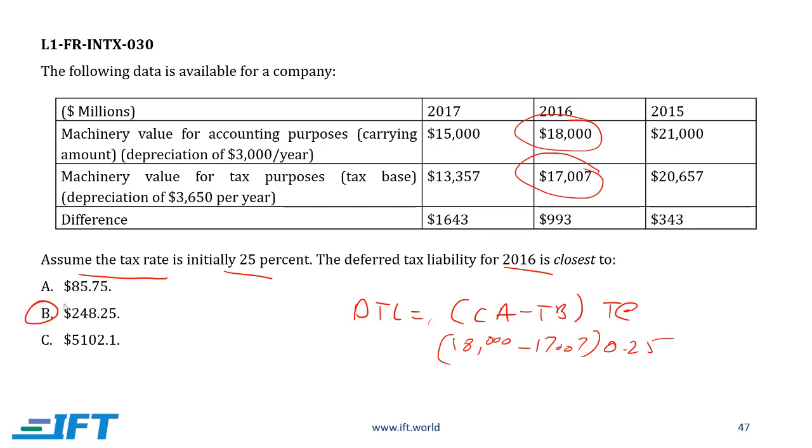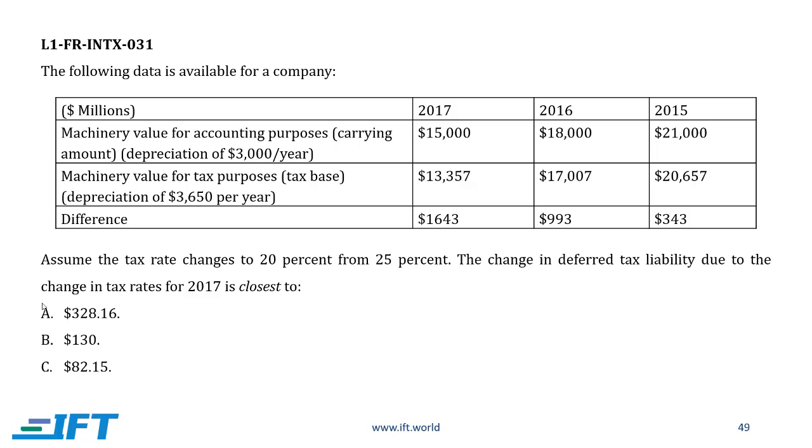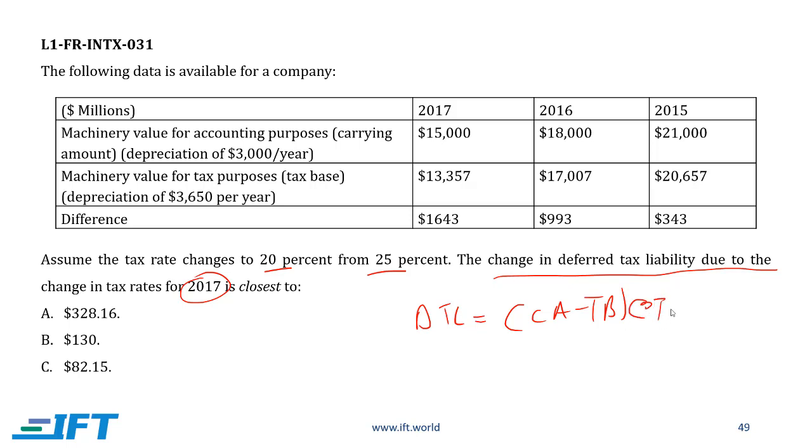B is correct, 248.25. Same question, but now assume the tax rate changed to 20% from 25%. Change in deferred tax liability due to change in tax rate in 2017 is closest to. So again, deferred tax liability is carrying amount minus tax base times tax rate. Now the difference is 1643, and your tax rate is changing from 25% to 20%.